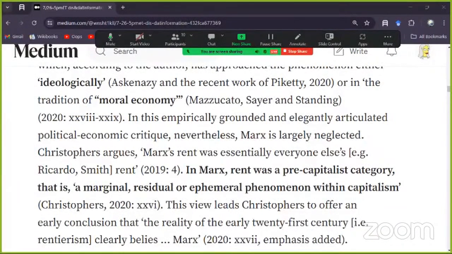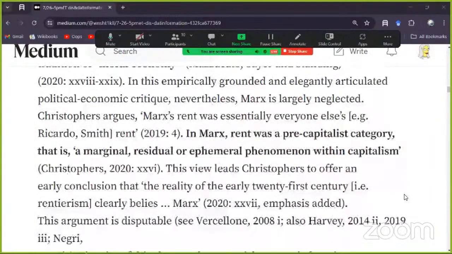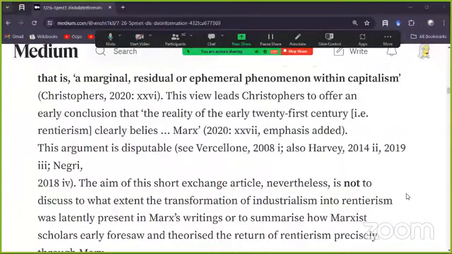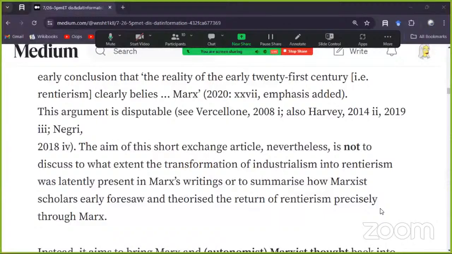Christophers argues Marx's rent was essentially everyone else's rent, that is Ricardo's rent, Adam Smith's rent. In Marx, rent was a pre-capitalist category, that is, a marginal residue or ephemeral phenomenon within capitalism. This view leads Christophers to offer an early conclusion that the reality of the early 21st century, that is rentierism, clearly belies Marx. Somehow, this argument is disputable. The aim of this little article is not to discuss to what extent the transformation of industrialism into rentierism was latently present in Marx's writing, or to summarize how Marxist scholars foresaw early and theorized the return of rentierism precisely through Marx.